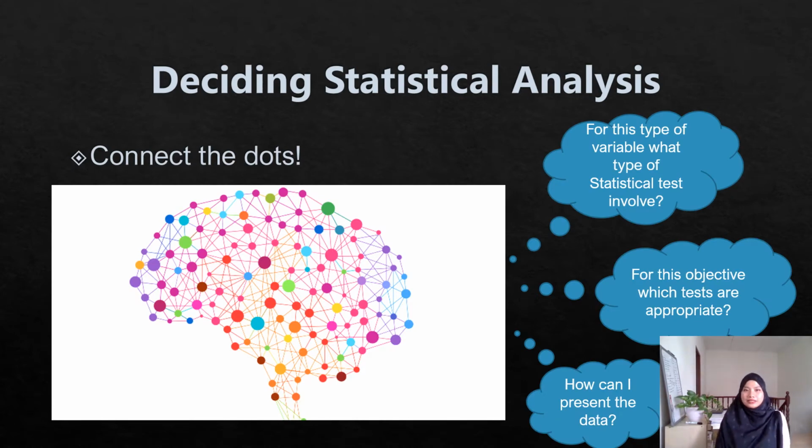So after we've done our normality test, it's time to decide on the statistical analysis. This is where we connect the dots. For this type of variable, what type of statistical tests are involved? For this type of objective, which tests are appropriate, and how can I present the data? These are the questions that you need to ask yourself before conducting the statistical analysis.